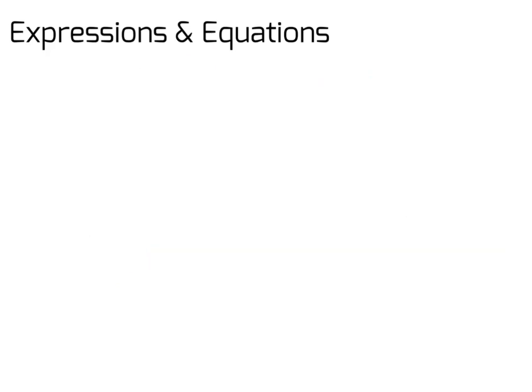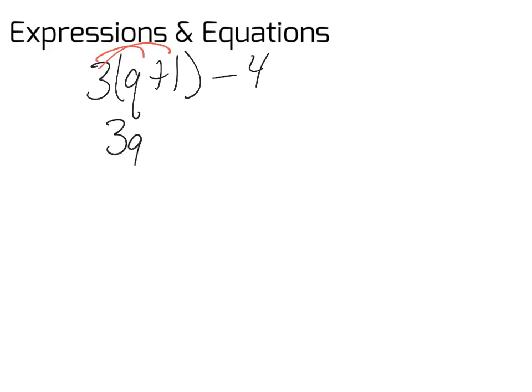Let's do one more example that has parentheses in it, just to make sure you guys remember how to do parentheses. Remember, I have to do distributive property first. So to do distributive property, I've got to take this 3 times the q and the 3 times the 1. And I'm going to get 3 times q is 3q, 3 times 1 is a +3, and then I'm just going to have this -4.